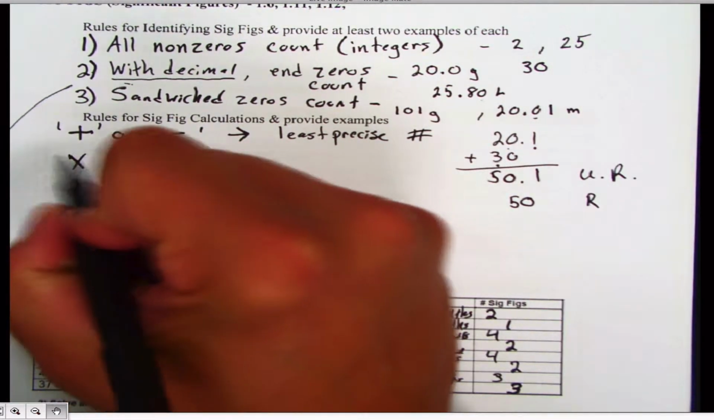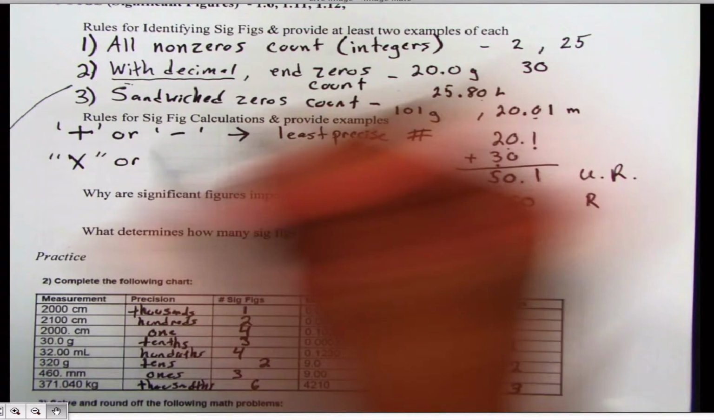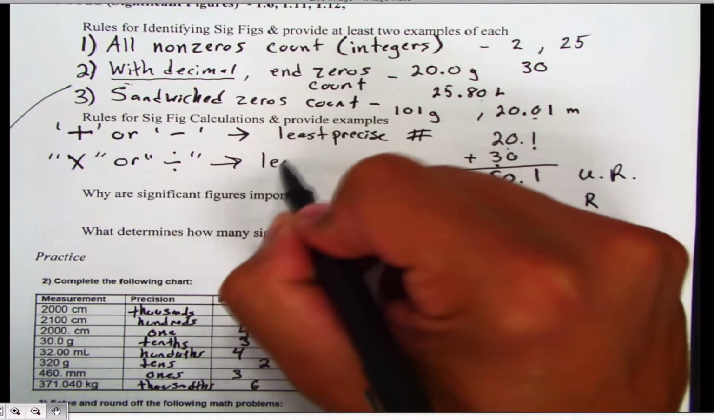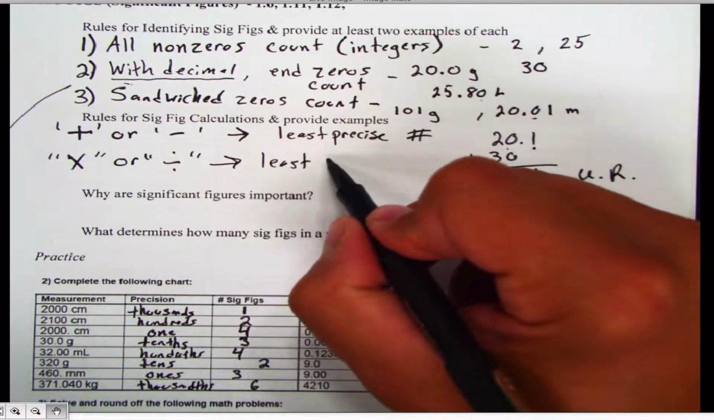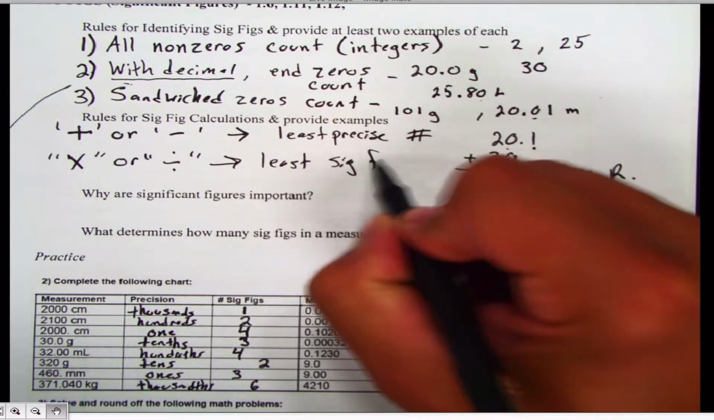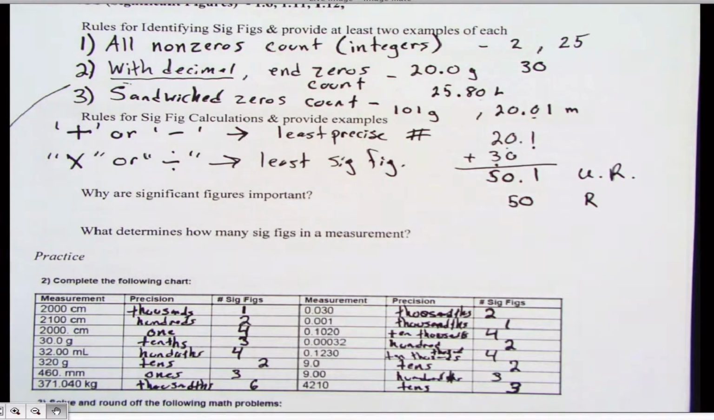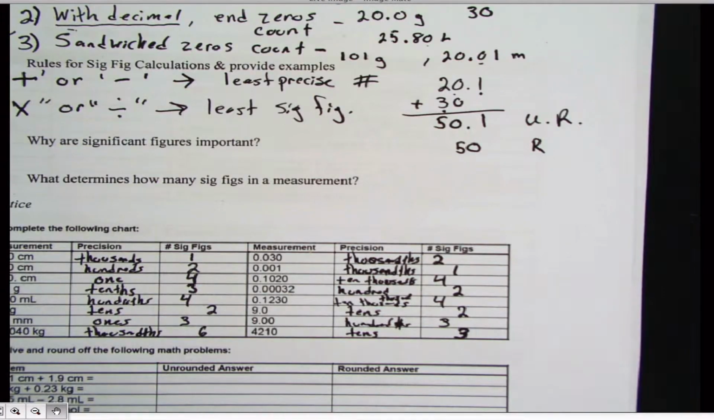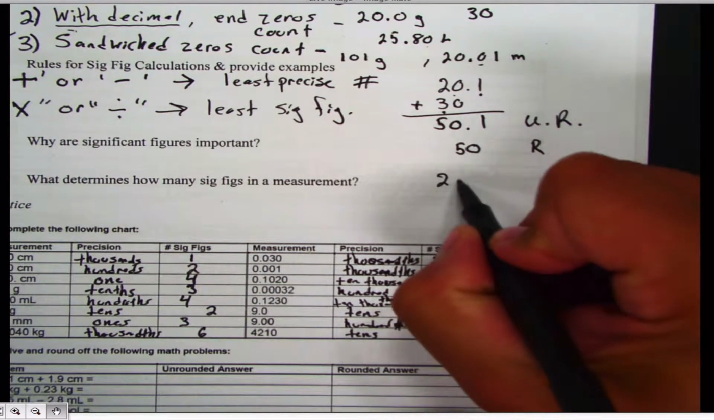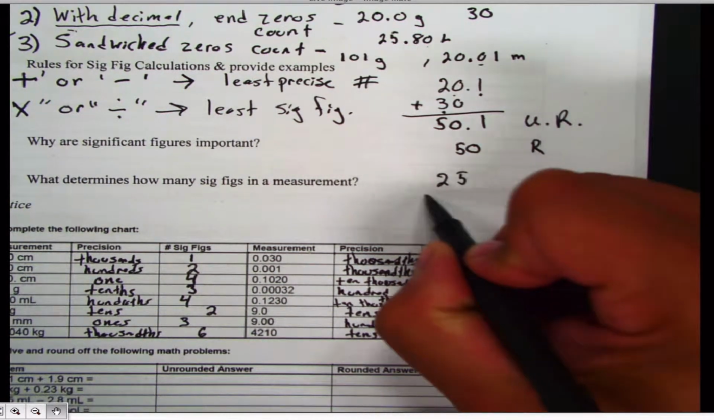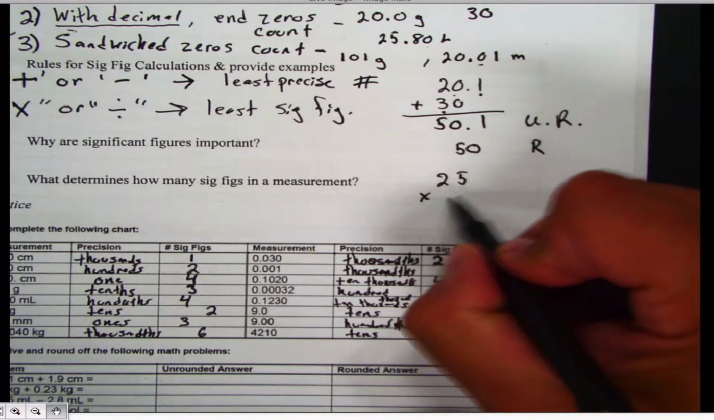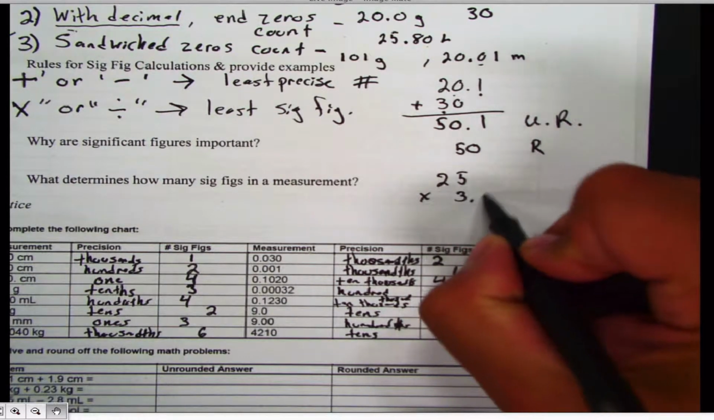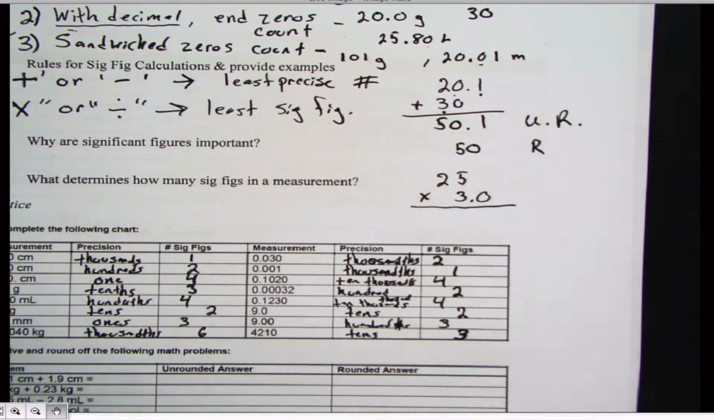When I'm multiplying or dividing, you go with your least number of significant figures. All right, so here's the example for that. Let's say I go 25 times, I don't know, let's say 3.0. Okay, so 25 times 3.0.